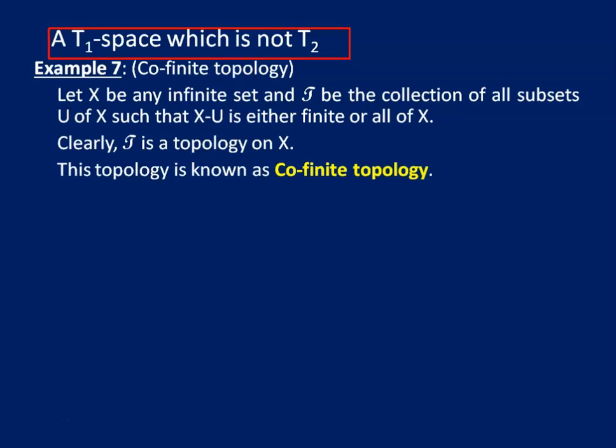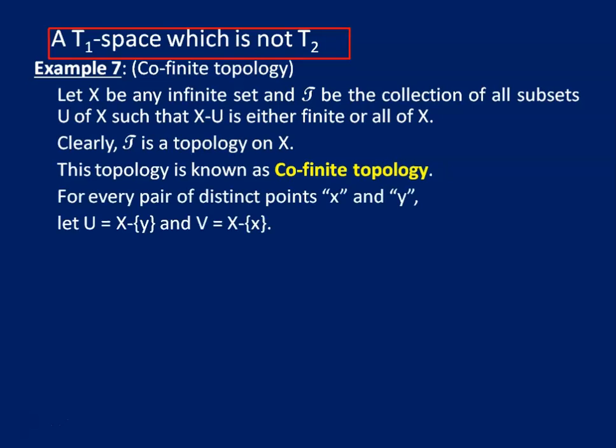This co-finite topology is T1 but not T2. To show that this is T1, let us take two arbitrary points in this space. Let x and y be two distinct points in X. Now remove y from X and call it U. Similarly, remove x from X and call it V.